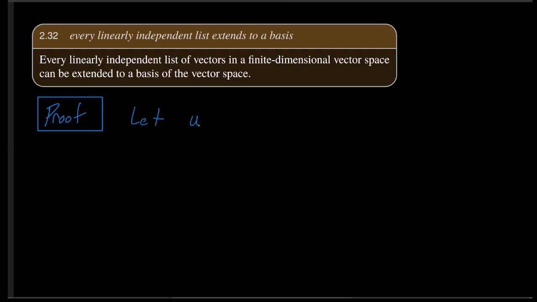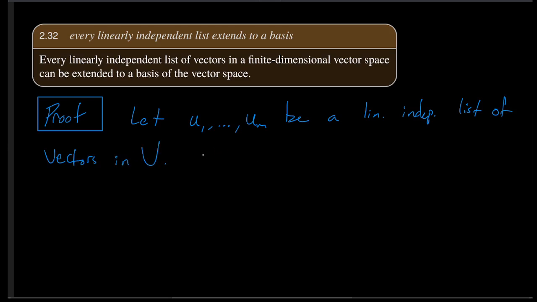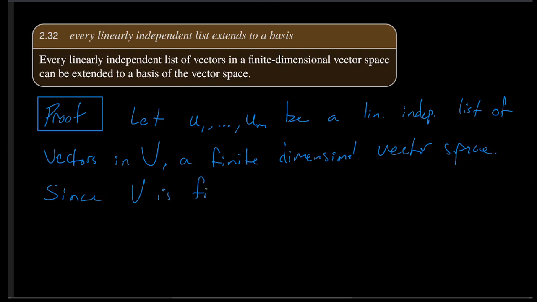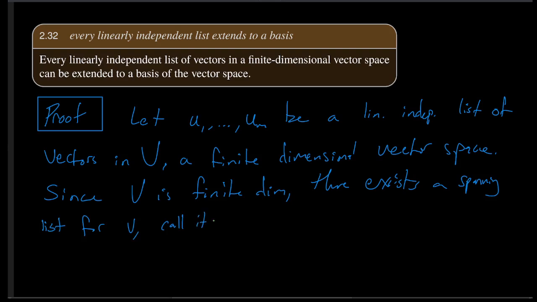So let U1 through UM be a linearly independent list of vectors in V, which we'll assume is a finite dimensional vector space. Okay, so if V is a finite dimensional vector space, there exists a spanning list for V. Call it, let's say, W1 through Wn.